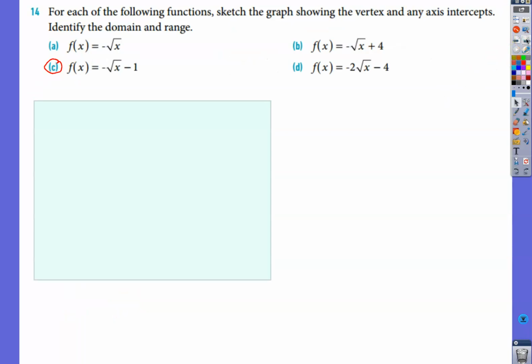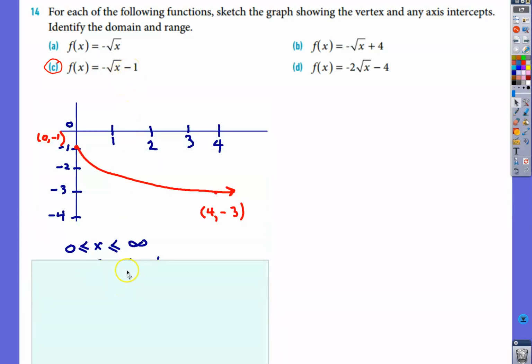And moving on to this one, a little bit harder. For each of the following functions, sketch the graph showing the vertex and any axis intercepts, and identify the domain and range. Okay, so in this case, we've got a -1 outside the square root of x. And of course, what the negative does out there is it flips the graph in the x-axis, and this moves the graph down by 1. So there's my beautiful graph just there.